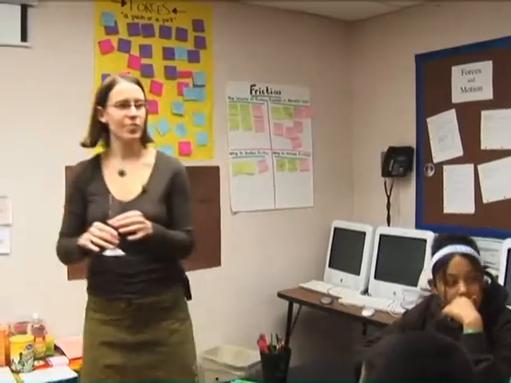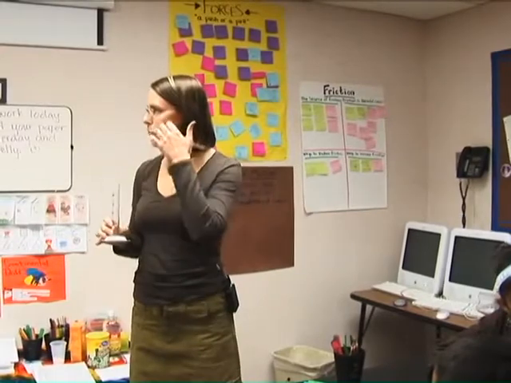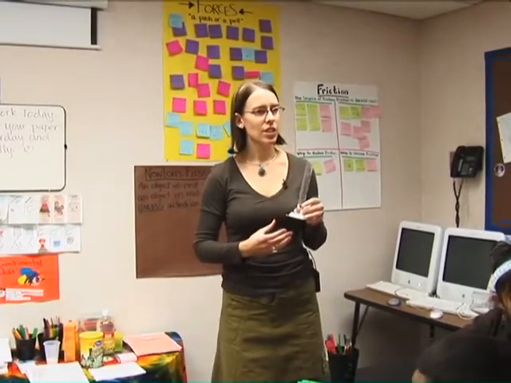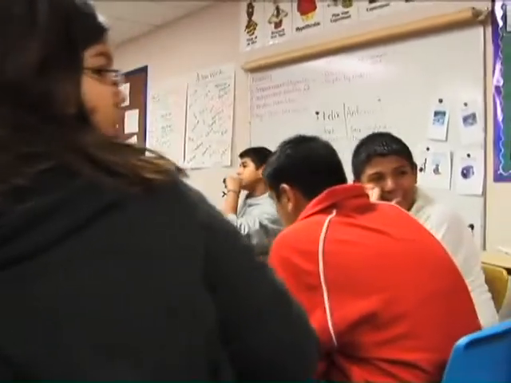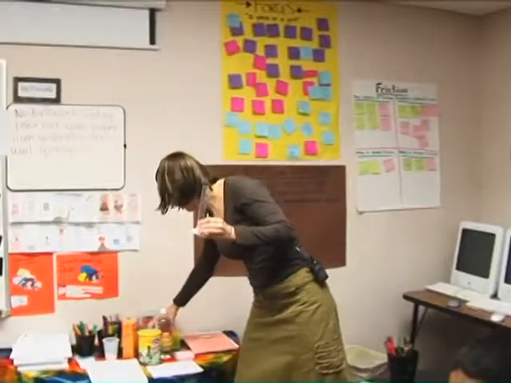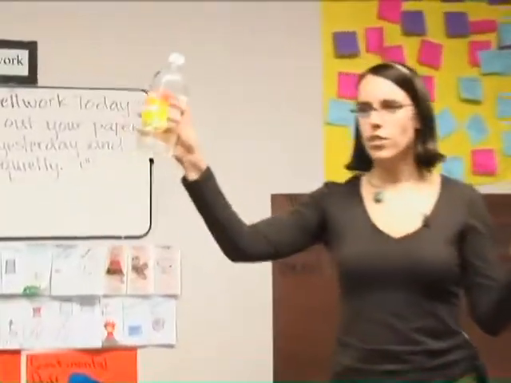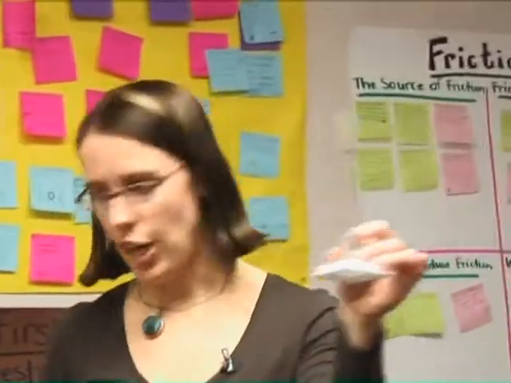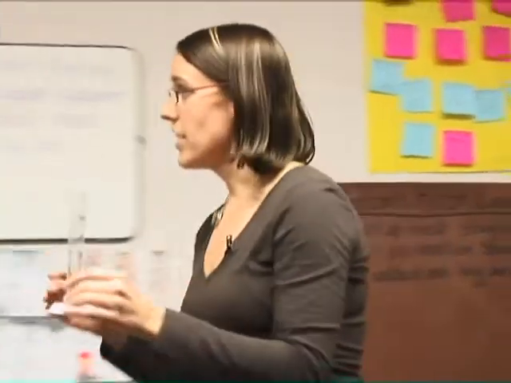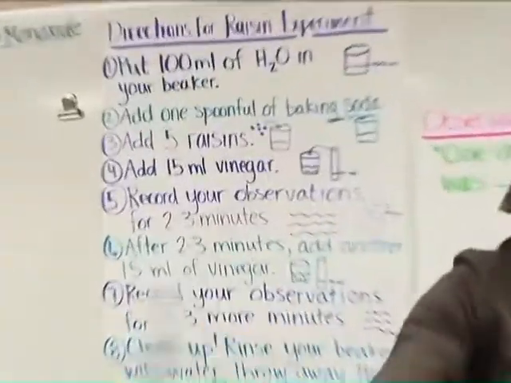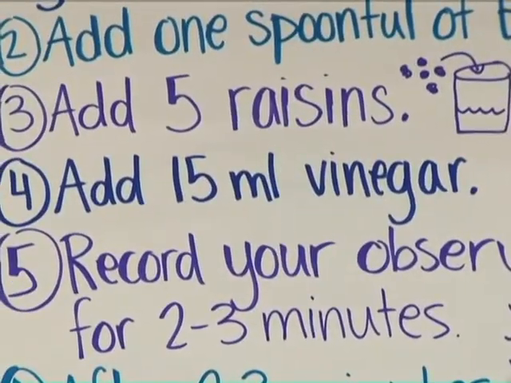TJ, what's the next step? Step 4. Add 15 milliliters of vinegar to your beaker. Yep, you're gonna add 15 milliliters of vinegar, and again, you guys have all used vinegar before, and I have it all ready for you in these graduated cylinders. So the next thing that you'll do is add the 15 milliliters of vinegar into your beaker. You're gonna just pour it in there.